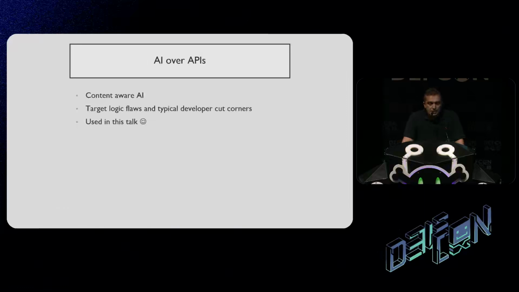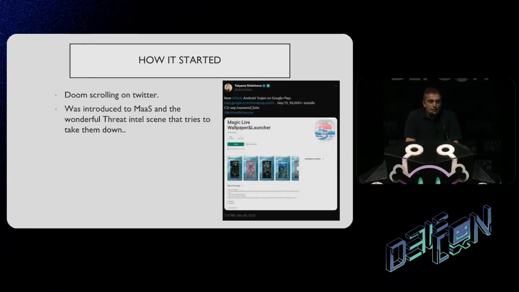The past year or so, I have been working on an AI LLM that will generate some content-aware AI attacks. It will target logic flows and typical developer cut corners that we see throughout the years. And it was used in this talk. As you will see, it was not that necessary though. So, the question is, why go after C2s and why go after malware?